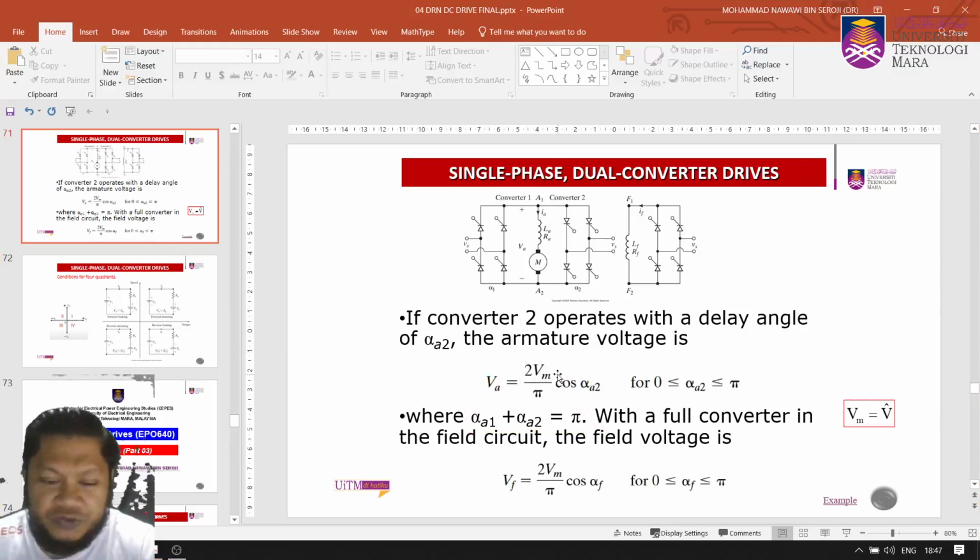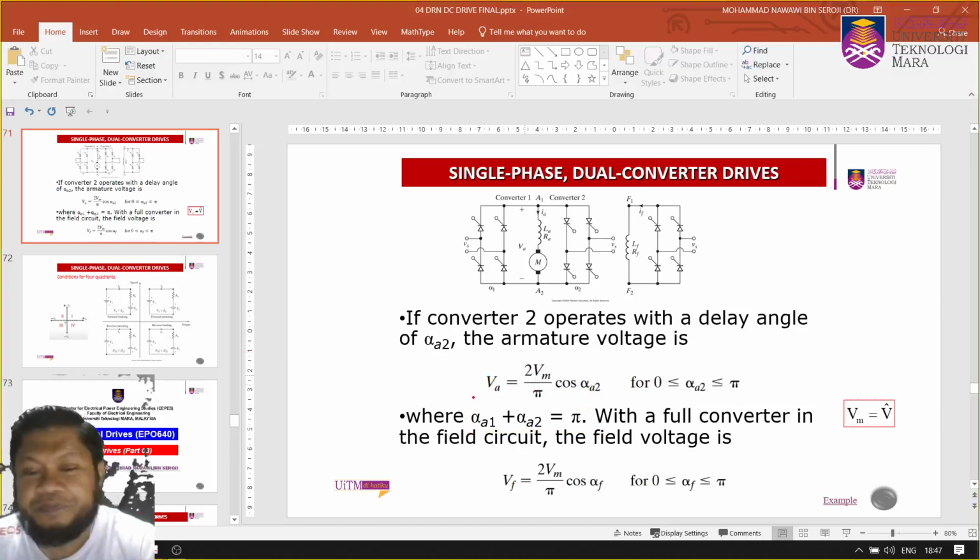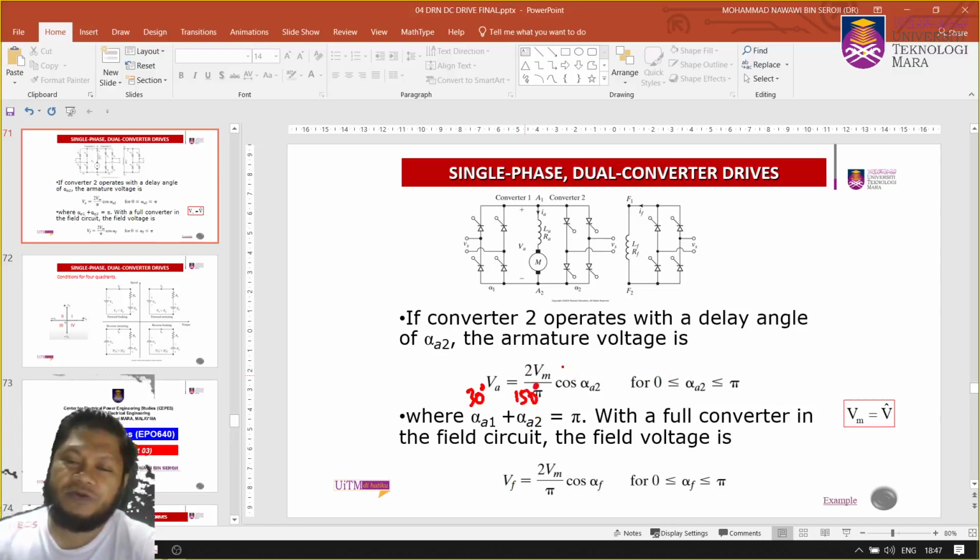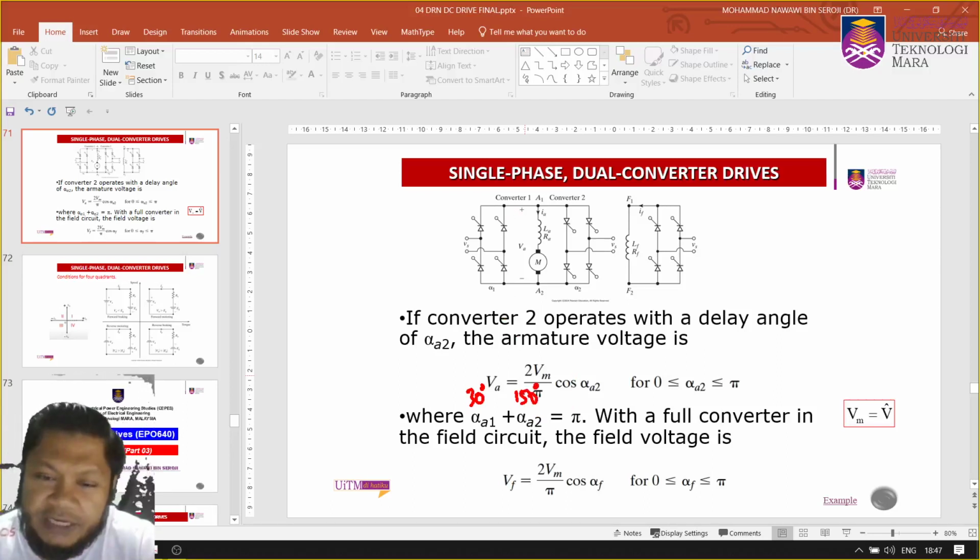If you change alpha 1 equals to 30 degrees, what will be your alpha 2? It will be equal to 150 degrees. So in this case, you're going to see that converter 1 will operate with a positive voltage here, right? If I write this as V out 1, it will be positive, isn't it?